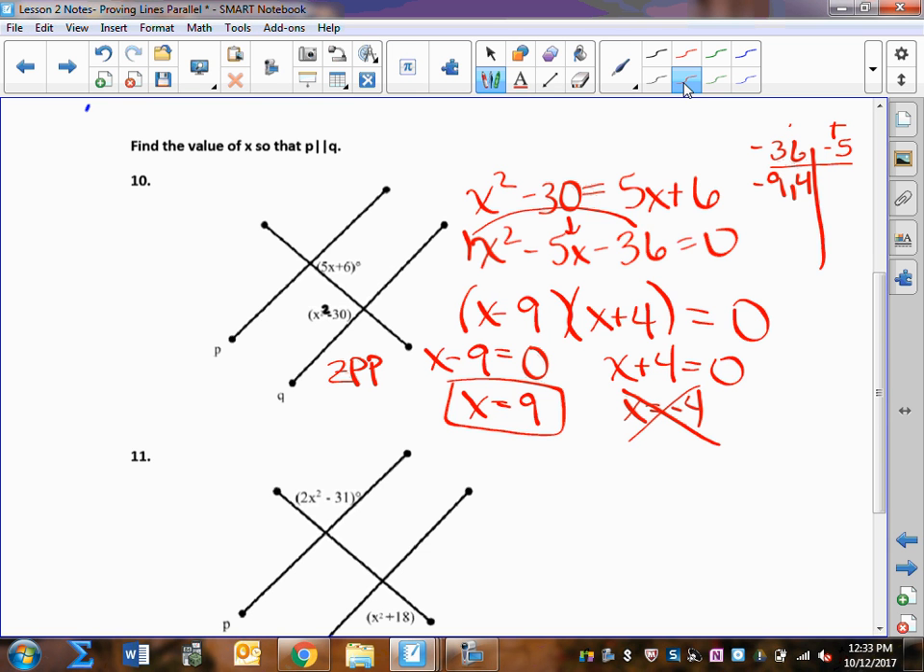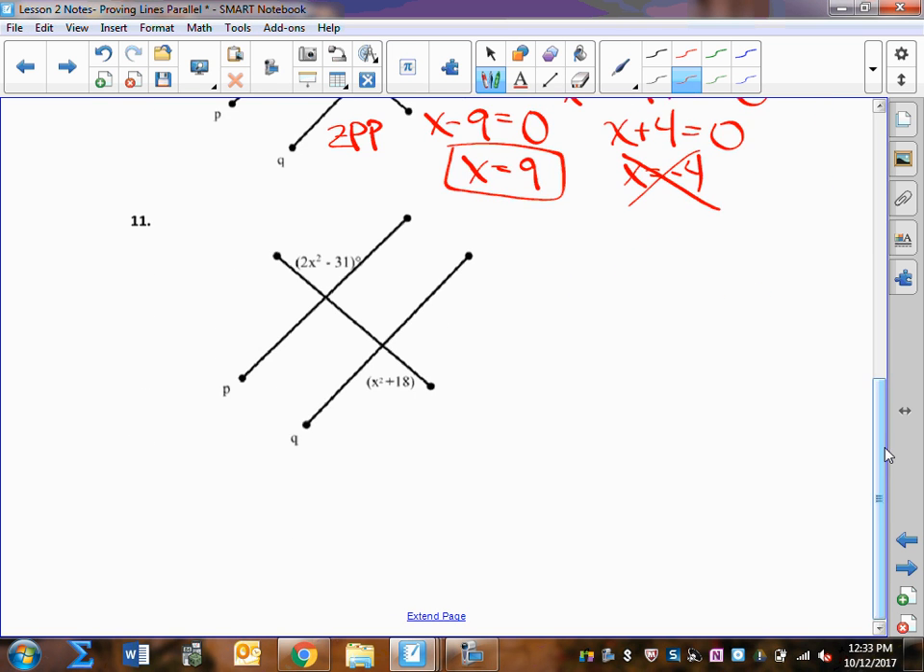Okay, now let's take a look at number 11. What type of relationship do I have here? Alternate exterior angles. Good. So what do I need to have for those? Measures are equal. Now I look here and I see only x squared, no single x, so I don't have to factor. You could factor if you really want to use the difference of squares, but it's going to be easier to just get our x squareds together and our numbers together.